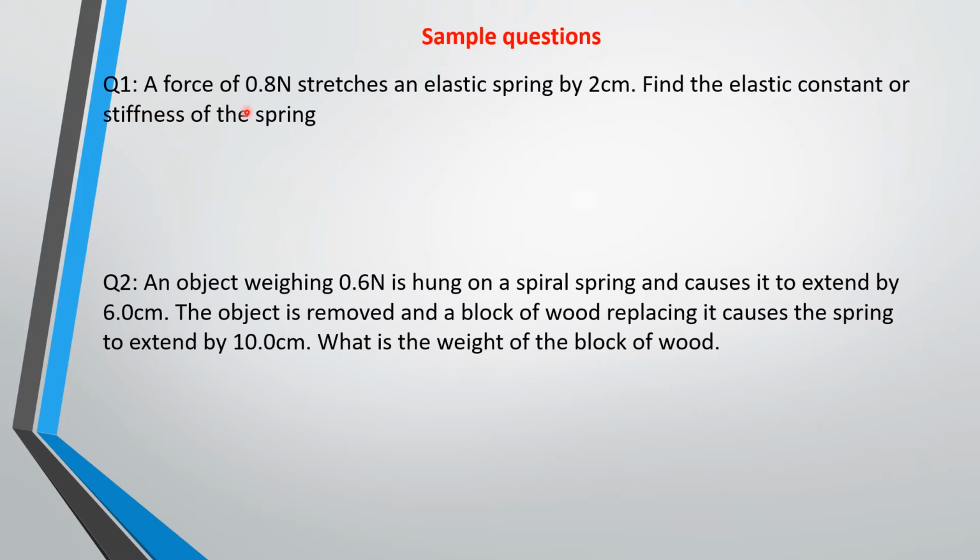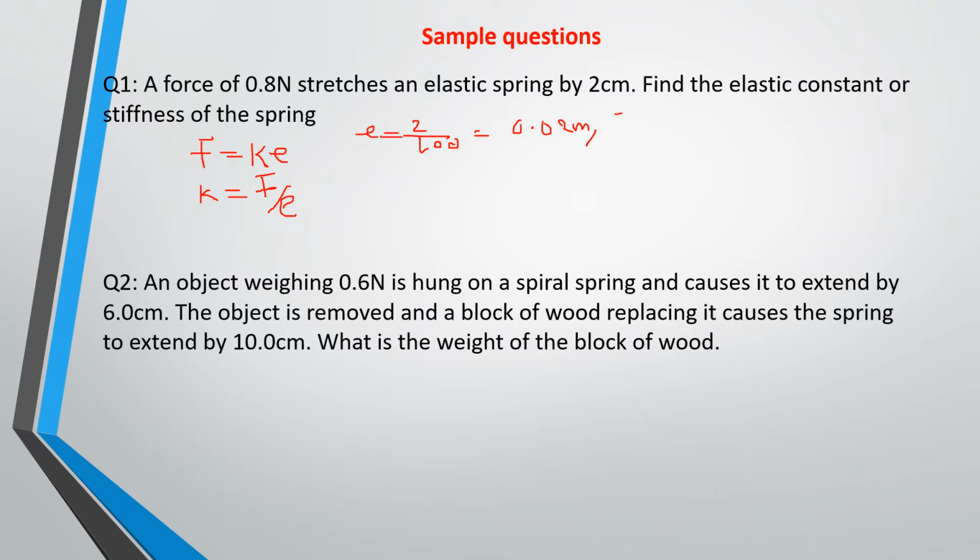This one says that a force of 0.8 Newton stretches an elastic spring by 2 centimeters. Find the elastic constant or stiffness of the spring. So from what we discussed just now, we said that given that F is equal to KE, K, which is the force constant or stiffness, equals F over E. So here we are given F to be 0.8 Newton and E extension is 2 centimeters. So you have to convert the 2 centimeters to meters. You divide it by 100 to give you 0.02 meters.